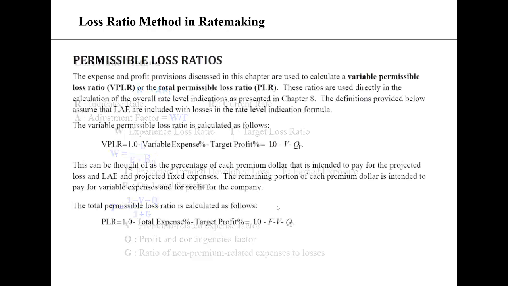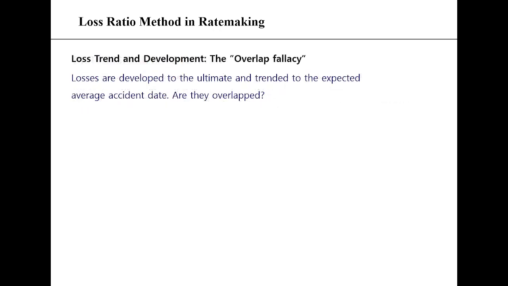But instead, we normally use the permissible loss ratio. There are two different kinds, variable and total permissible. The difference is just the fixed expense or variable expense and that kind of thing. And virtually we can get the permissible loss ratios from the balance sheet. And that's what the loss ratio is doing.